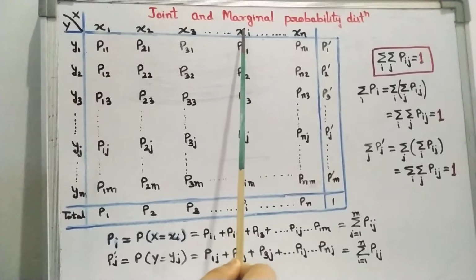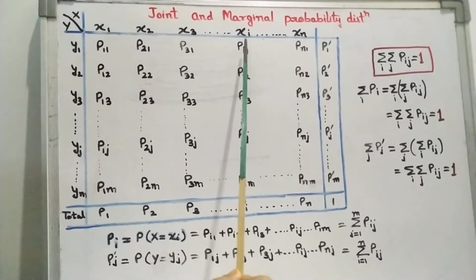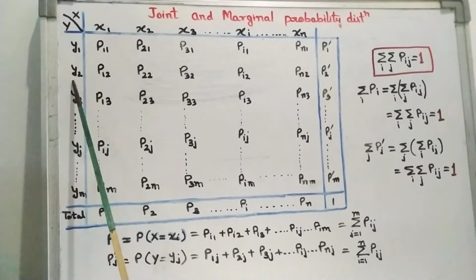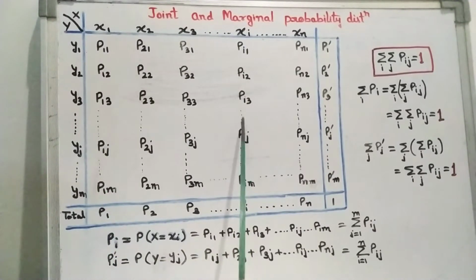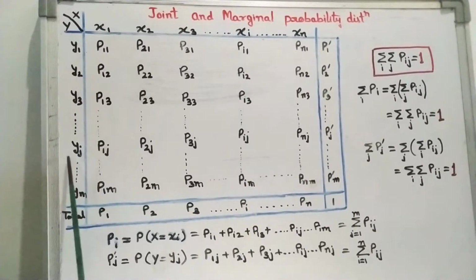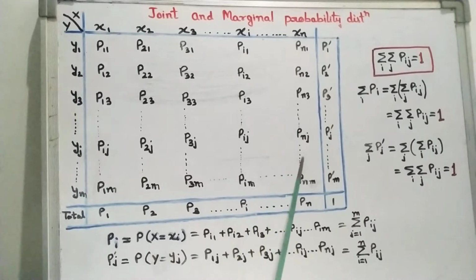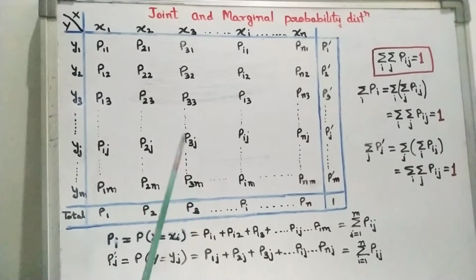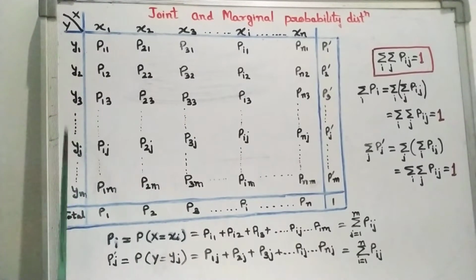Look here, this xi column. xi with y1, so it is pi1. Next is xi with y2, so it will be pi2. Like this we will get xi, yj is pij, and the last one, xi, ym will be pim. In this way we write the suffix. Similarly, we complete this column. So these are the probability distributions. This is called the joint probability distribution or marginal probability distribution.